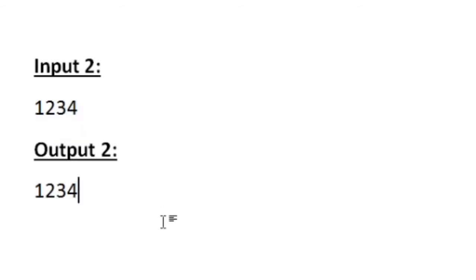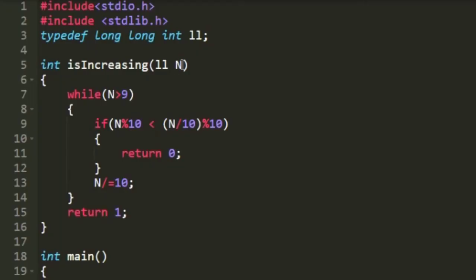Now let us see how to write a C program for this. It is given in the question that the value of the integer n can be up to 10 power 18. So we need to use a long integer. And instead of typing long int every time, we can use a typedef. So first I am creating a typedef for long int and it is ll. Whenever we want to create a long integer, we can just use ll.